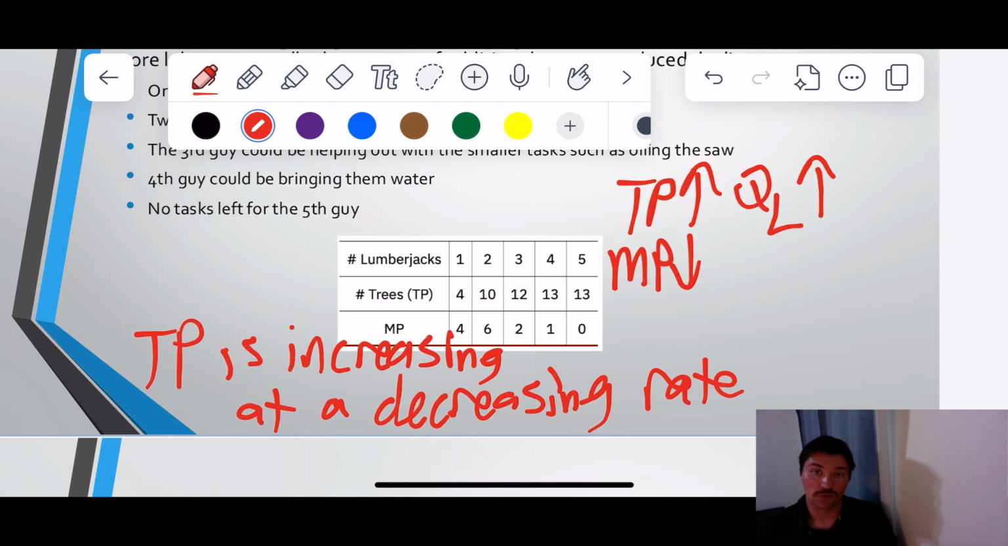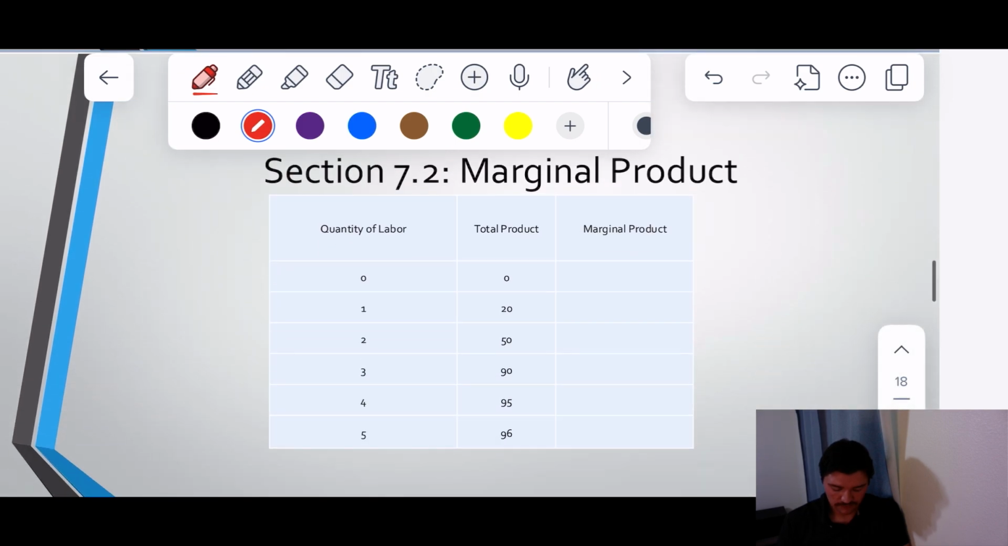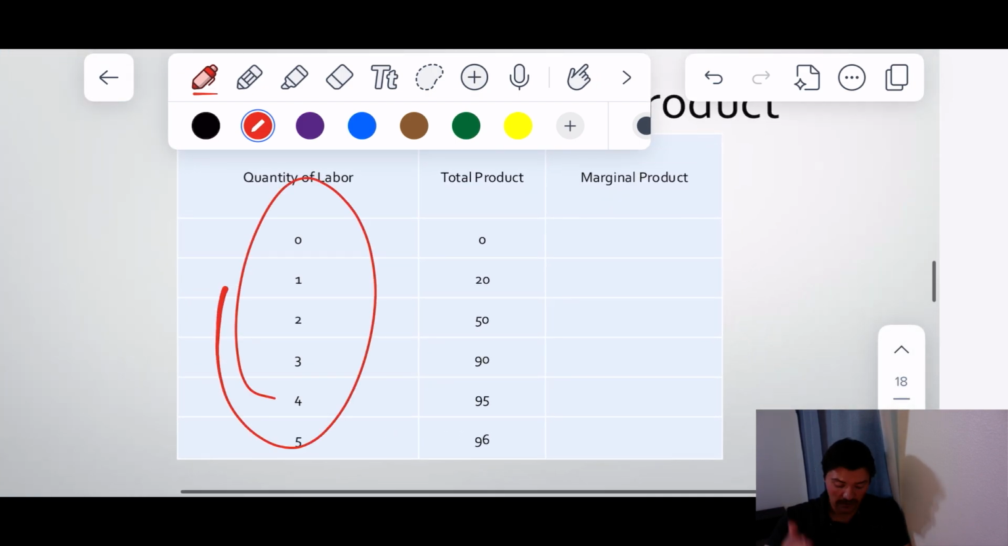Okay? So that is the law of marginal productivity. You are making more trees happen, but the rate at which it's increasing is decreasing because you go 6, 2, 1, and 0, right? Let's do another example here where we have our labors and our total product.